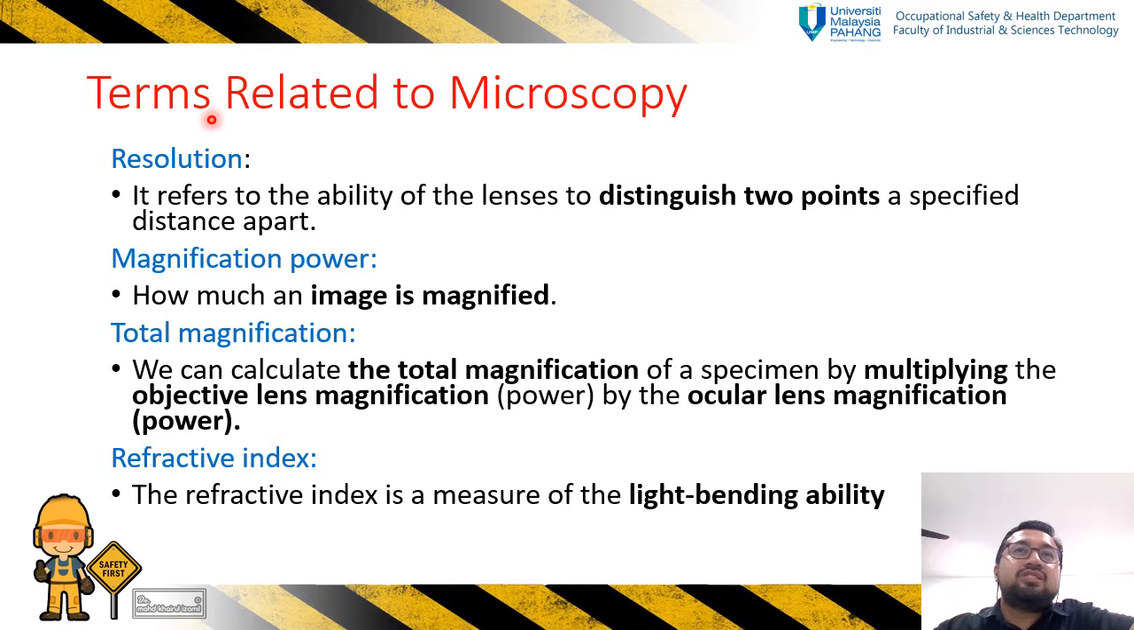Okay, we go to the next slide. Terms related to microscopy. When we discuss the microscope, these are the terms we need to know. The first one is resolution. Resolution refers to the ability of the lenses to distinguish two points a specified distance apart.